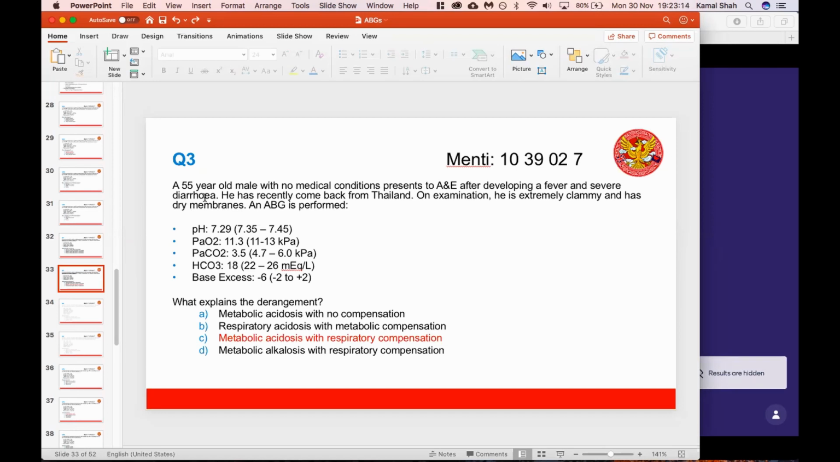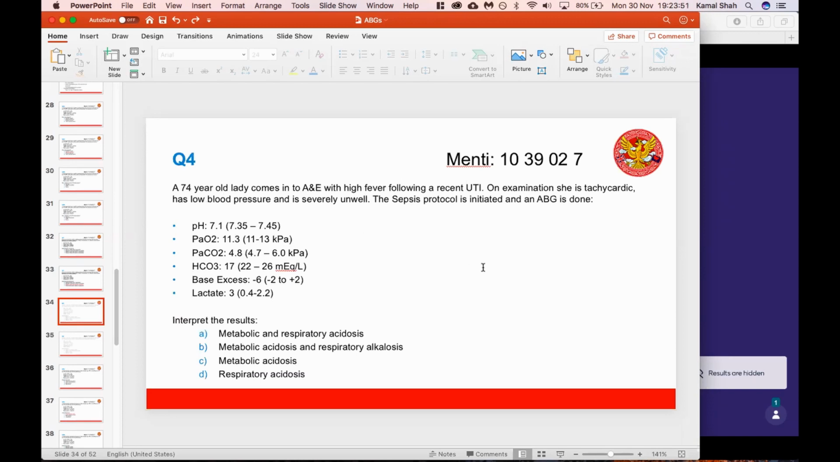So let me talk about compensation again. I'm sorry for the people that want to actually do the menti, but this is quite important. If we've got a metabolic disturbance, the compensation will only be respiratory. If we've got a metabolic cause, the compensation will be respiratory, and if we've got a respiratory cause, the compensation will be metabolic. So they kind of go hand in hand. So if the cause is metabolic, which is the case here, the compensation will be respiratory. I hope that makes a bit more sense.